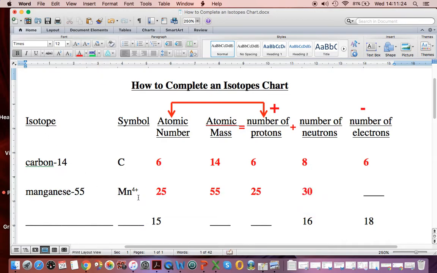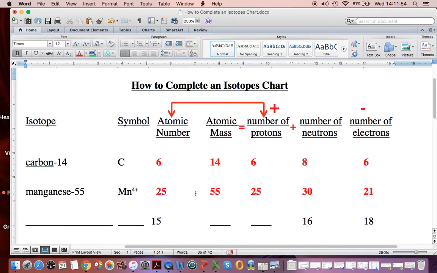And now it says 4 plus, and what do I do with that? Well, it means in my basketball game between protons and electrons, because it's 4 pluses, that means the protons won by 4. So I go 25 minus 4, and that equals 21. So anytime positive ion, you end up with more protons, fewer electrons. If I had a negative ion, I'd end up with more electrons than protons.